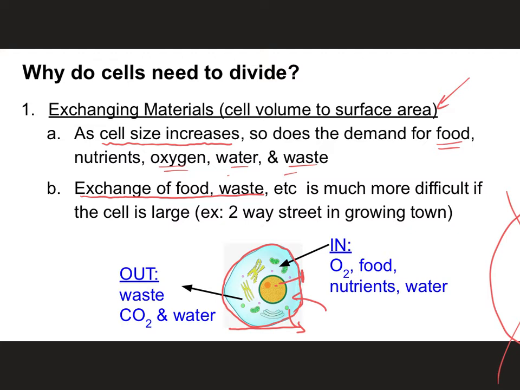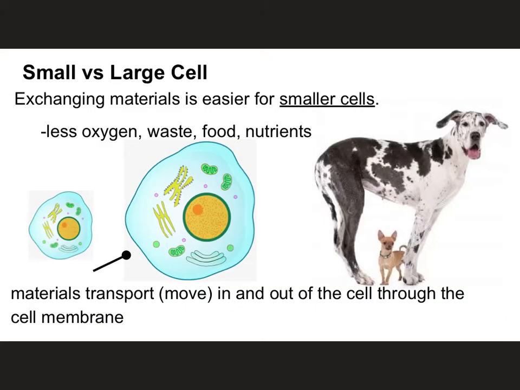Because they need to exchange materials from the outside of the cell to the inside of the cell. What goes in? Oxygen goes in, food or nutrients go in, and water goes in. And what goes out? Various waste products and CO2. We've already talked about that waste.